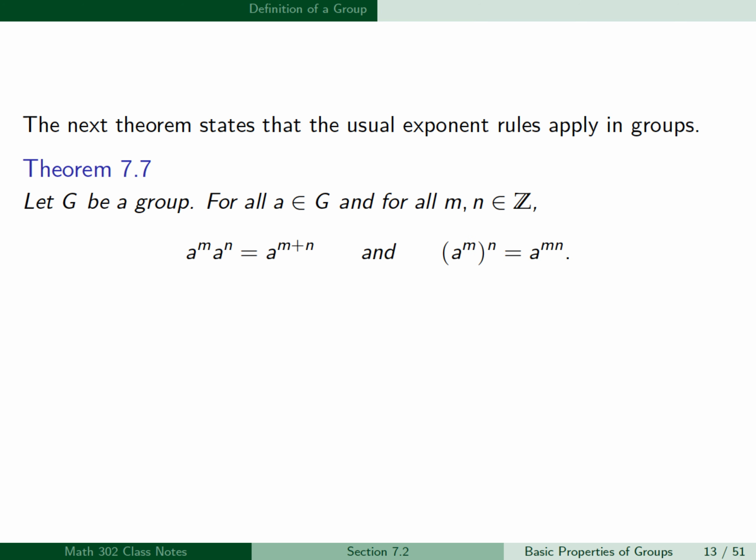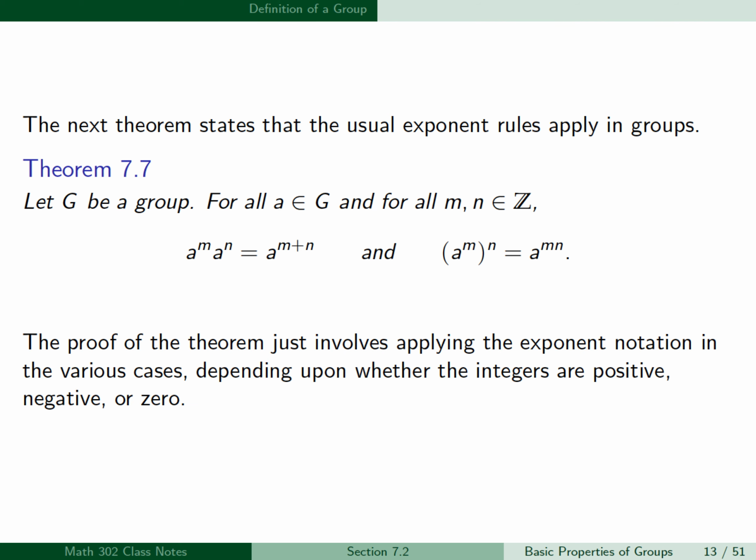And also (a^m)^n will be a^(mn). So a power to a power means that we multiply the powers. Now the proof of this theorem just involves applying the exponent notation in the various cases depending upon whether the integers are positive, negative, or 0. So the proof is not included here.